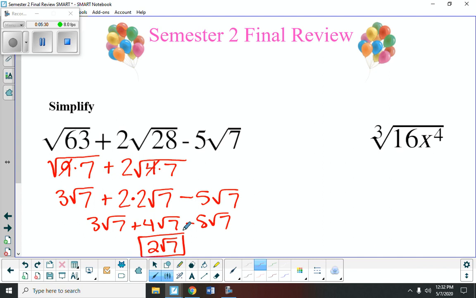All right, in the next one, we're looking for perfect cubes here, factors that are perfect cubes. So 8 times 2 is 16, and 8 is a perfect cube. All right, so the cubed root of 8 is a 2. 2 stays in there. The cubed root of x cubed is x, and you have 1x inside, so that's your answer.